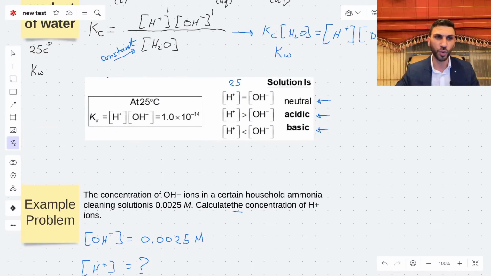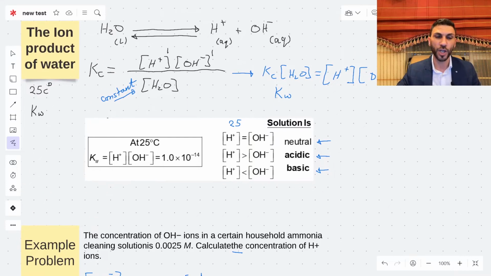All we need to remember is that Kw, the ion product of water, equals the concentration of hydrogen ions multiplied by the concentration of OH negative ions. And this amount at 25 equals 1 times 10 to the power of negative 14. Don't forget, when H positive equals OH negative, that means the solution is neutral.